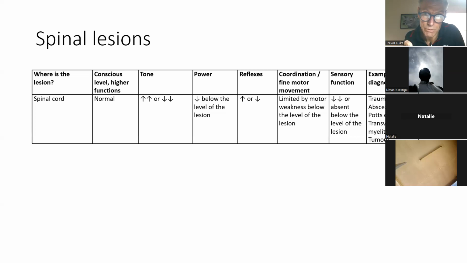And if you think about what the problem could be when you've got a spinal cord lesion, well, it could be a trauma, or it could be like in this boy, an abscess, a paraspinal abscess, or Pott's disease, or transverse myelitis, or a tumor. So they're the things when you're thinking about what is the problem, then you can arrive at those different diagnoses because you've worked out accurately where the problem is.